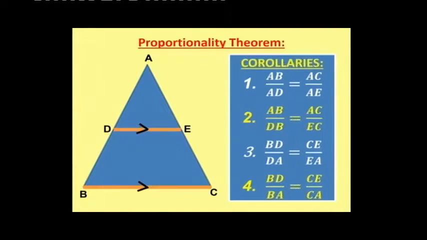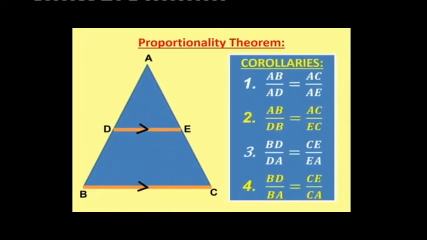Let's look at the second one. AB, the whole one, over the bottom. So it's AB over DB. What we do the one side, we do the other. Whole side over the bottom. What is the whole side? It's AC. What is the bottom? EC. Can you see how that number 2 comes in?